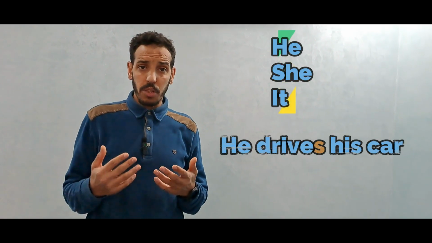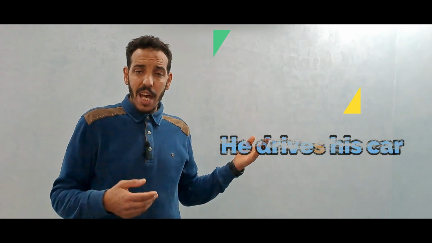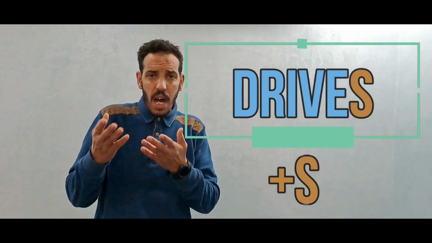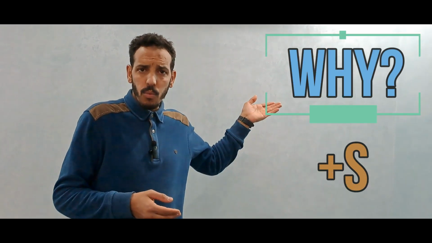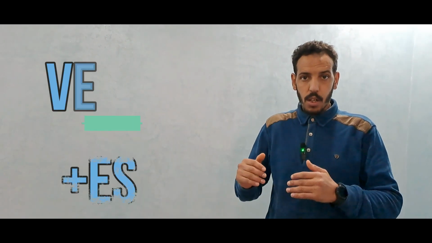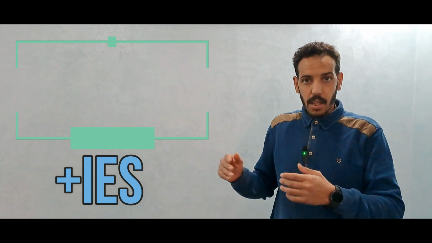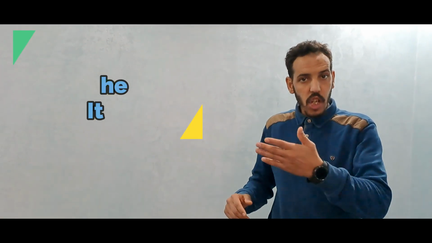But if we have he or she, we say he or she drives his car. Drives. Why do we have the S with the verb? This is what I'm going to show you today. As I told you, today I'm going to show you which verbs take S with he, she, and it, which verbs take ES with he, she, and it, and which verbs take IES with he, she, and it.